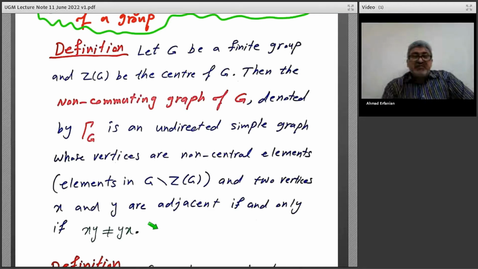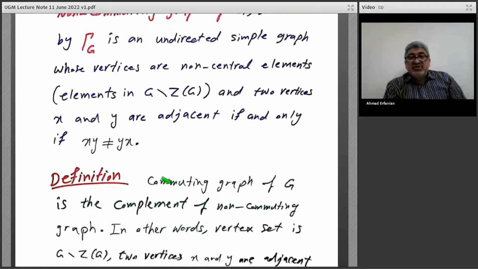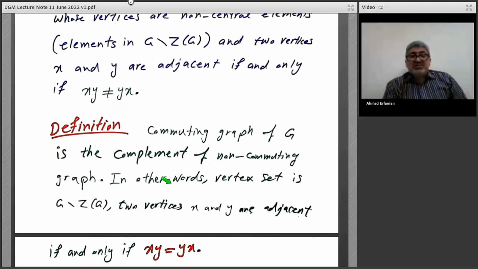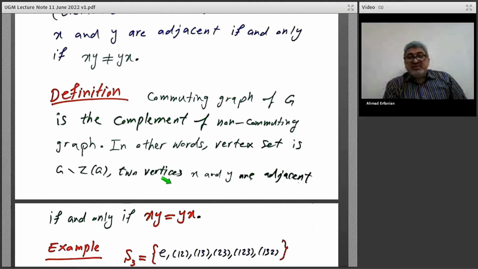So the non-commuting graph is a graph associated to a group G, right? And we always assume that G is a finite group. Of course, we may assume that G is infinite, and the definition is still true. But because we are going to draw a graph and draw edges, we assume that the group G is finite. So the vertex set is G minus the center, and two elements x and y are adjacent if and only if xy not equal to yx.